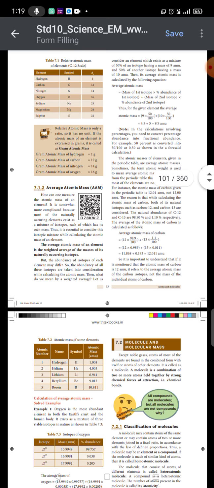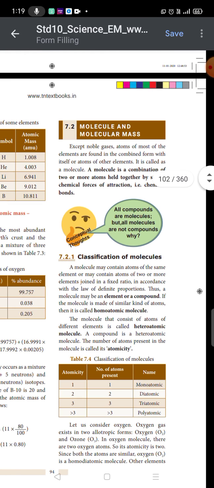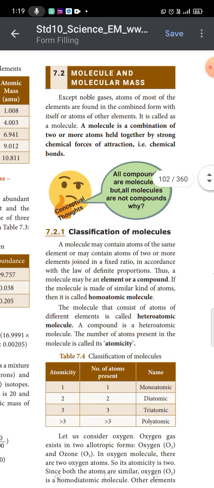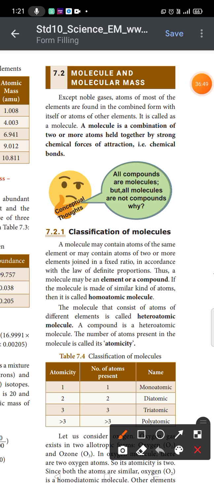Thank you, children. The next one is a molecule and molecular mass. Except noble gases, atoms of most of the elements are found in the combined form with itself or atoms of other elements. That means atoms of most of the elements are found in the combined form with itself or the other elements. It is called a molecule.